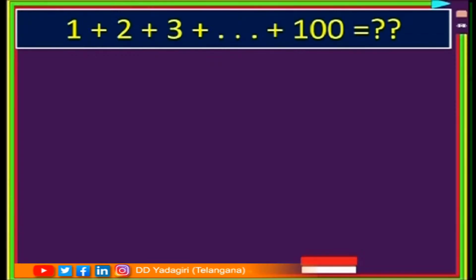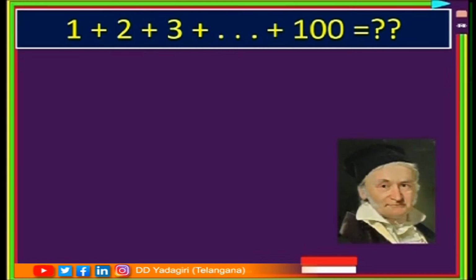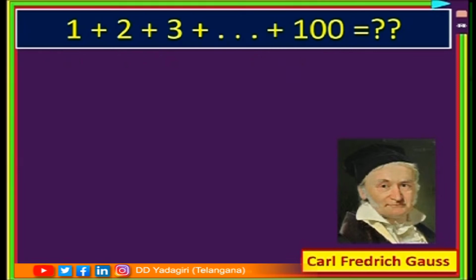This question was asked by a teacher to the great mathematician Carl Friedrich Gauss. He is the great German mathematician. When he was 10 years old, his teacher asked that question, what is the sum of first 100 natural numbers? That is 1 plus 2 plus 3 plus so on plus 100. What is the sum? He is the great genius mathematician Carl Friedrich Gauss. So just he answered that question in a short time.